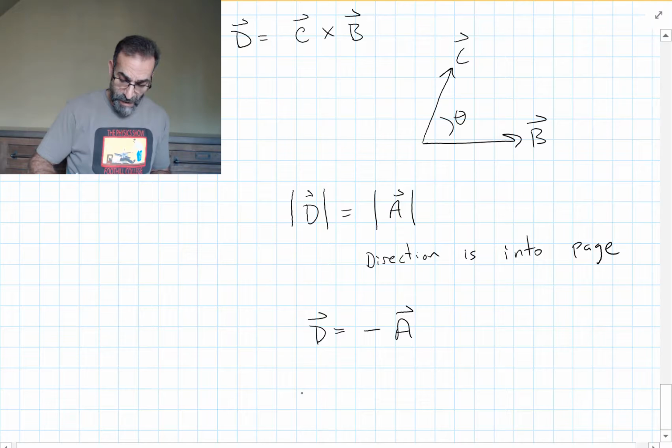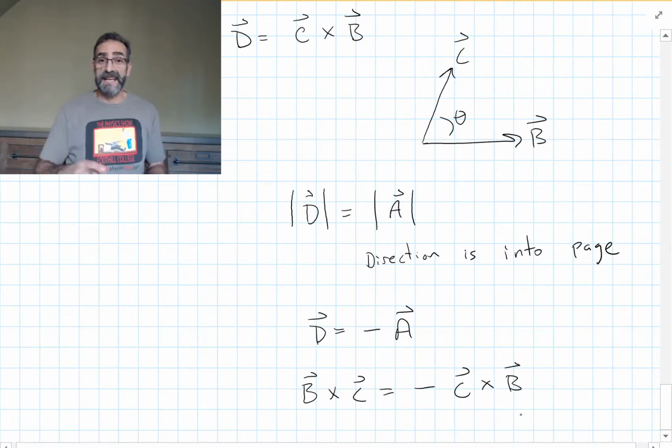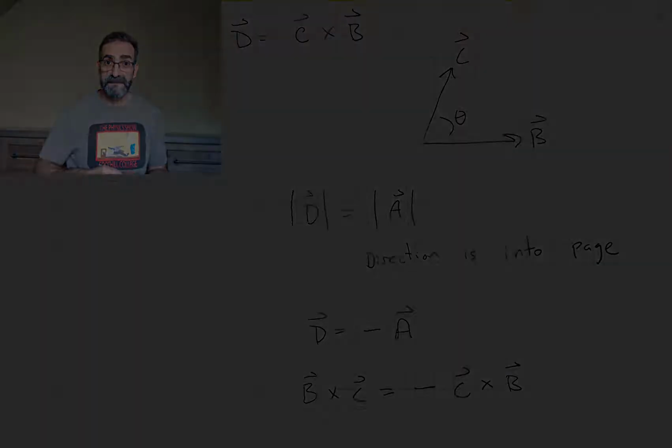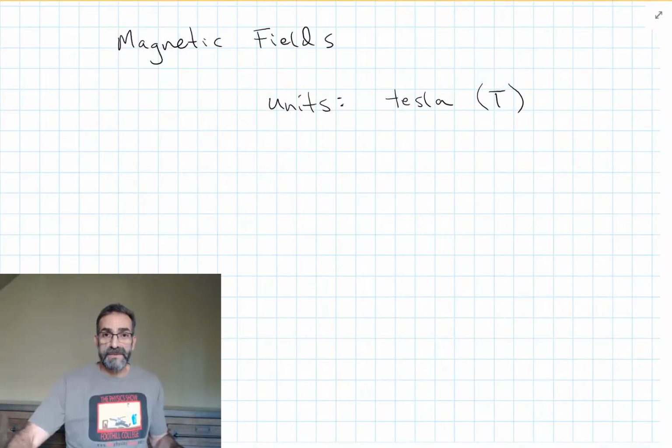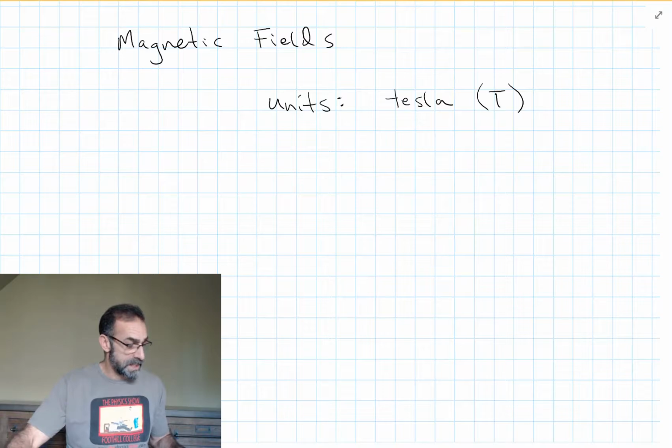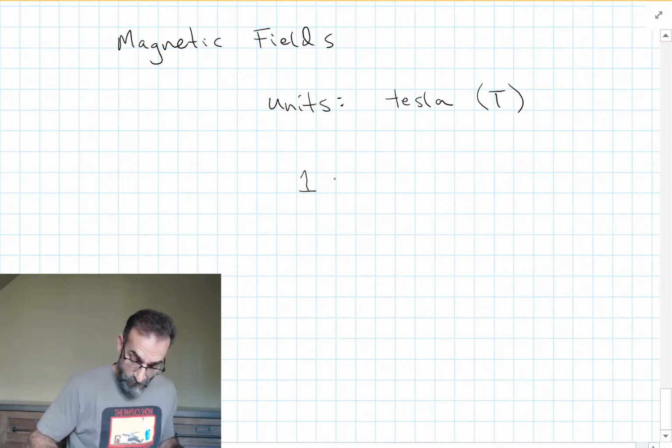Or I could write it this way. B cross C is negative C cross B. Remember, we're talking about vectors. That negative sign just flips the direction 180 degrees. The units for magnetic field are Tesla. Capital T is the symbol we use. The Tesla is the unit for magnetic field.